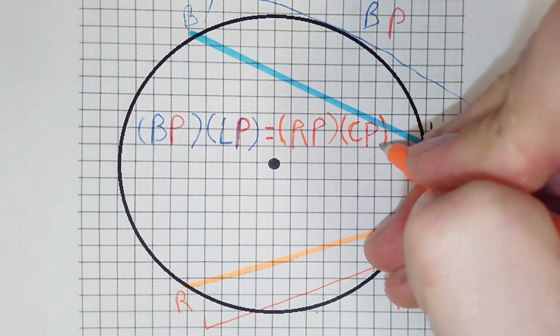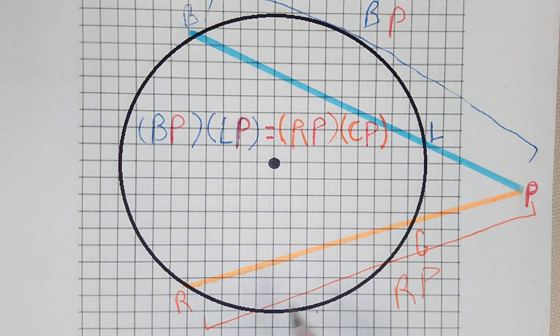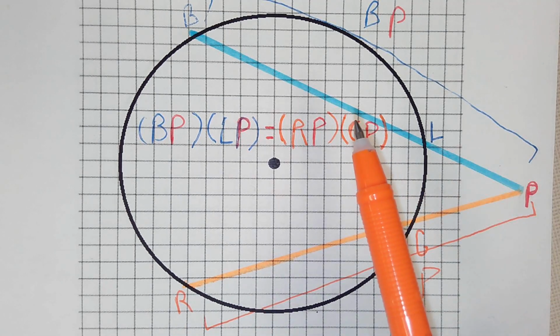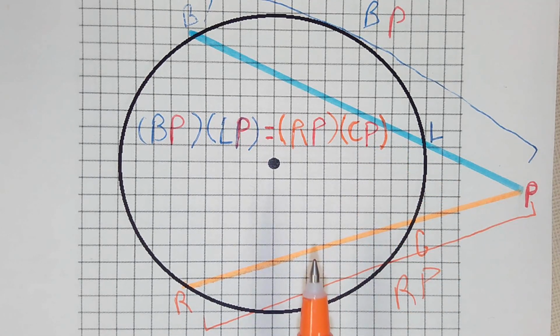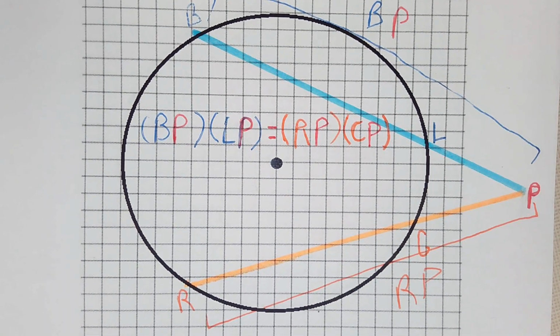All right, so that is the relationship for two secants that intersect outside of a circle. I mean, that's where they would intersect, otherwise they would be chords, right? So let's walk through an example right here.